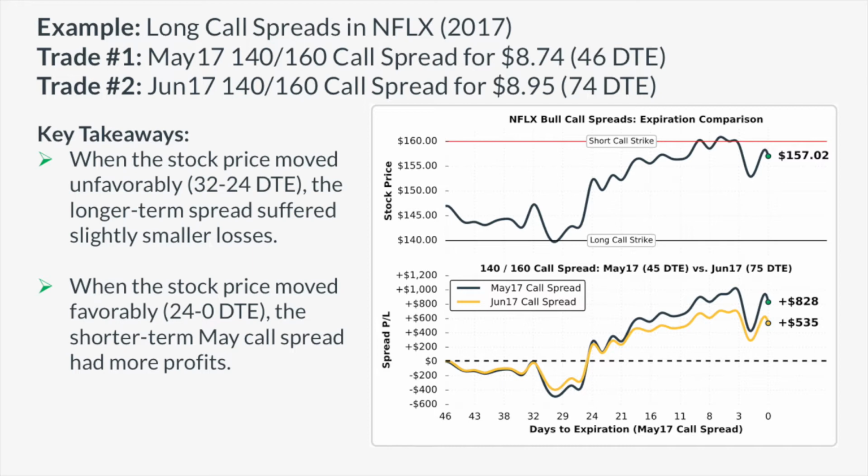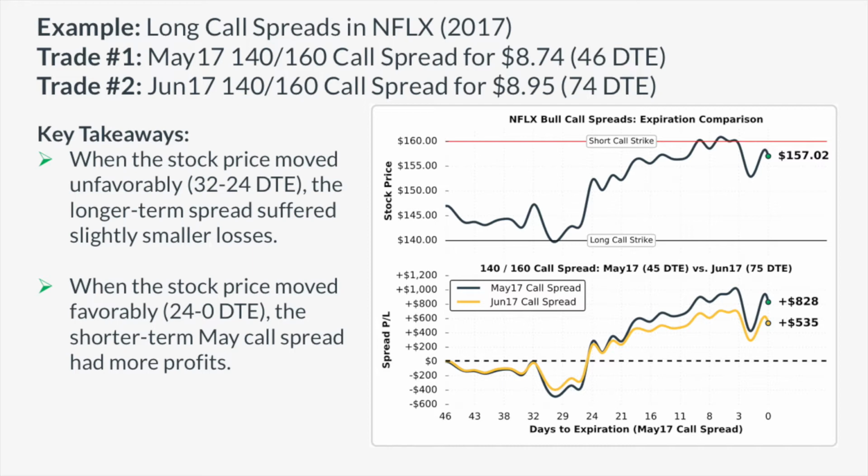When the stock price moved unfavorably between 32 and 24 days to expiration, the longer-term spread suffered slightly smaller losses than the shorter-term spread. Now, the second takeaway is that when the stock price moved favorably between 24 and 0 days to expiration, the shorter-term May call spread had more profits than the longer-term June call spread.